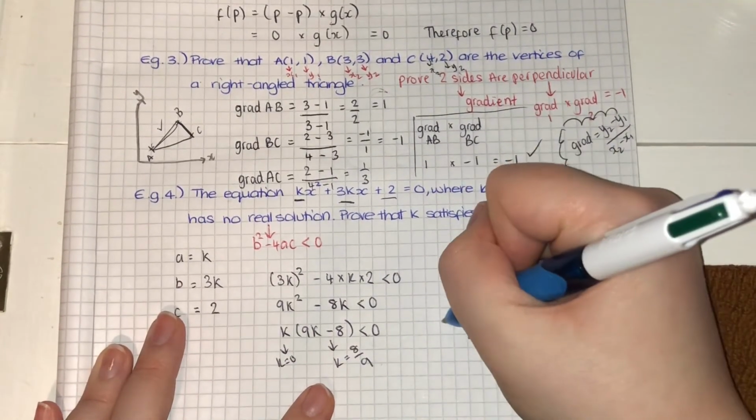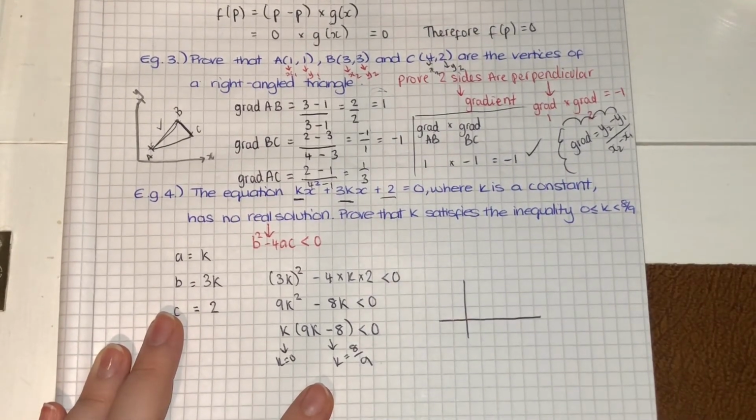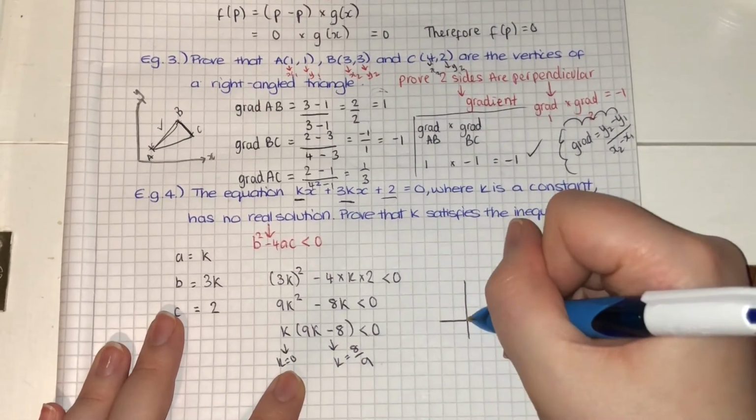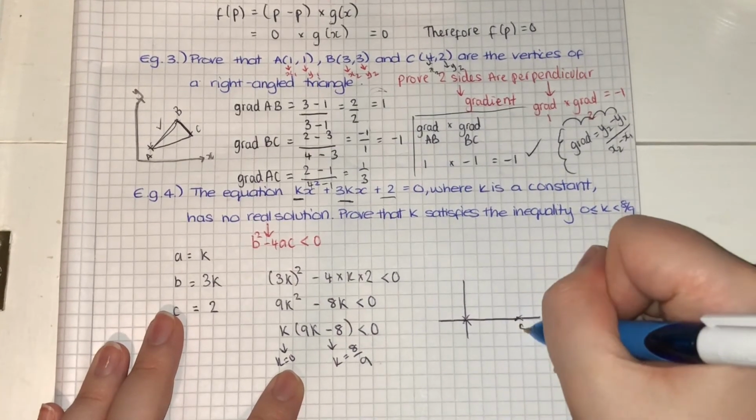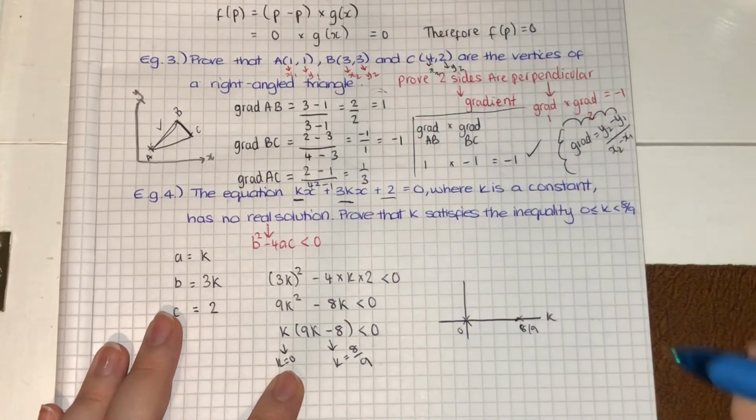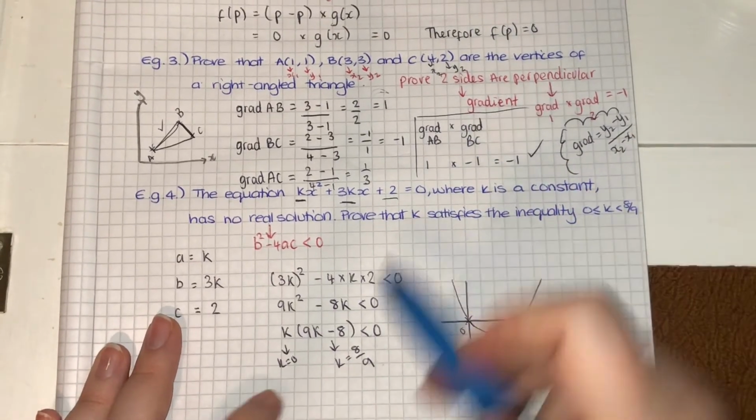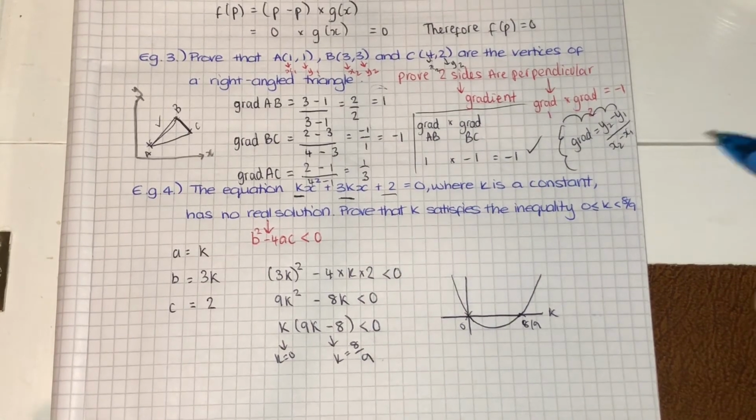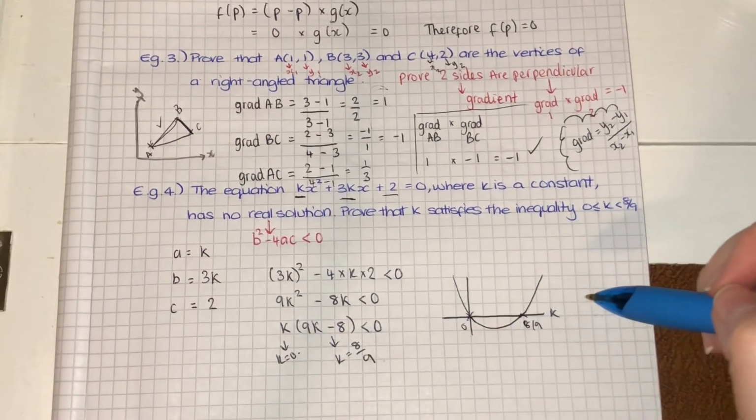Now I don't know how your teachers do it, this is just how I do it and how I was taught how to do it. So this is your k line. Okay, so k is 0 and k is 8/9. And it's going to look something like this because it's a quadratic. If you want a posh word, it's a parabola. So it looks something like this and it crosses at those 2 points that I've written down.